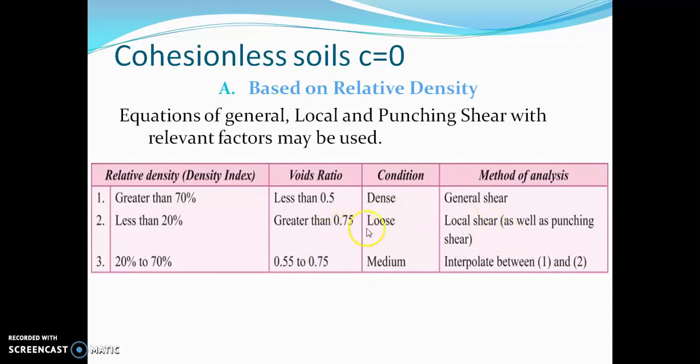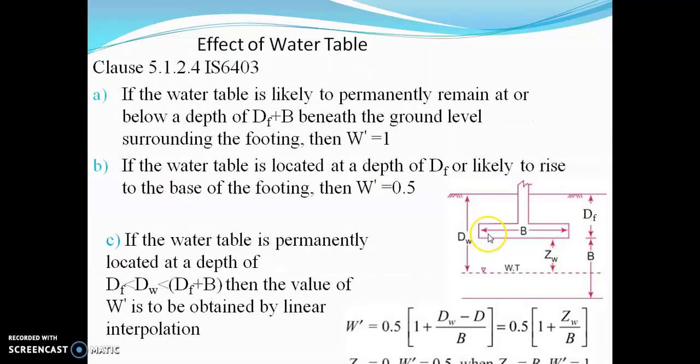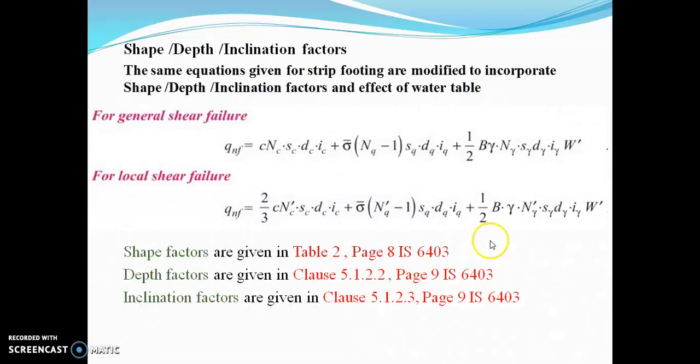For 0.75, it is definitely local shear. 0.7 is very close to 0.75, so I will assume that the soil is going to fail in local shear conditions. If that is the case, then I am going to use this particular equation. Rest, everything remains same. The factors Nc dash, Nq dash, and N gamma dash, how do we find these factors?